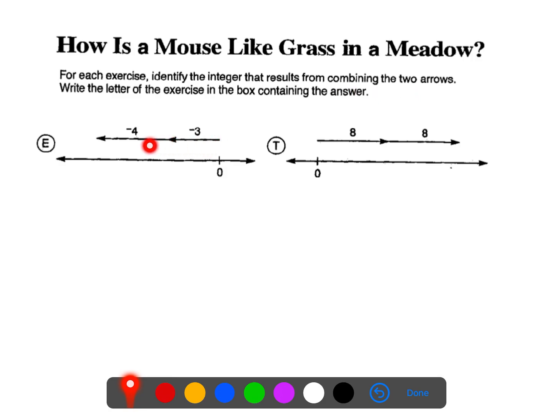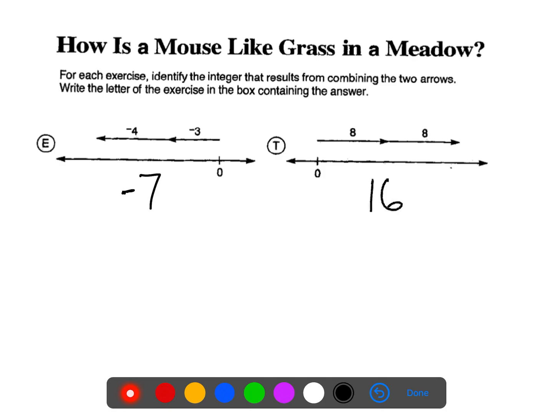So two negative numbers. This kind of pictures what we were just talking about with the rules. We're getting further negative when we add two negatives, and our answer would be -7. For the other, we're getting positive, so we're combining the two positives, and that's going to get us to 16. And when they go in opposite directions, they start canceling each other out. You can really see this with the arrows.